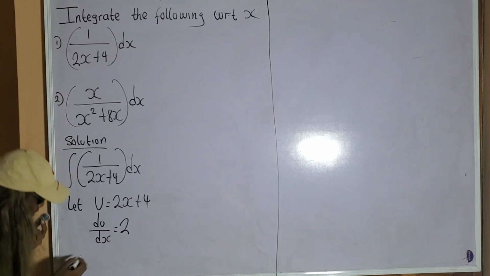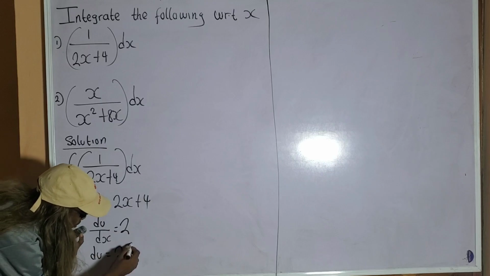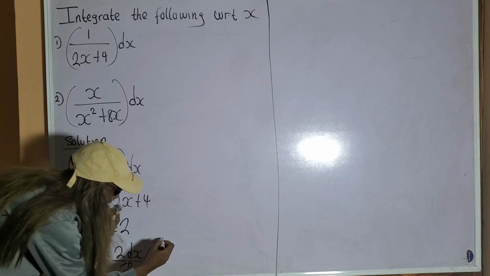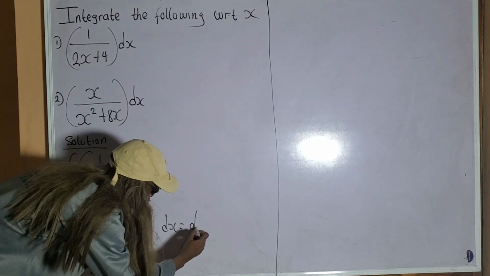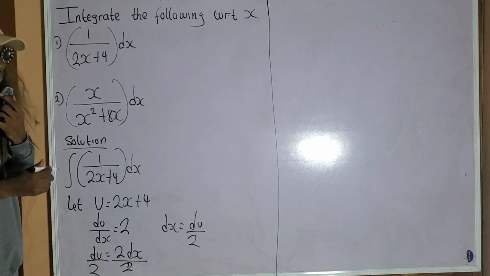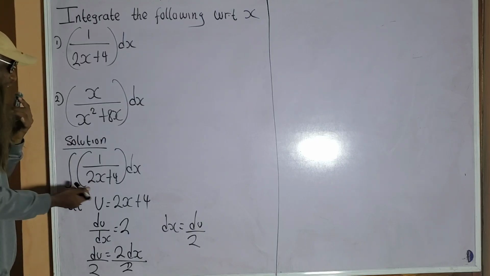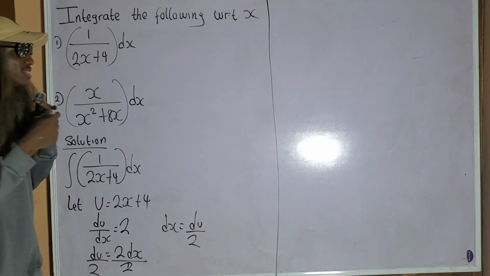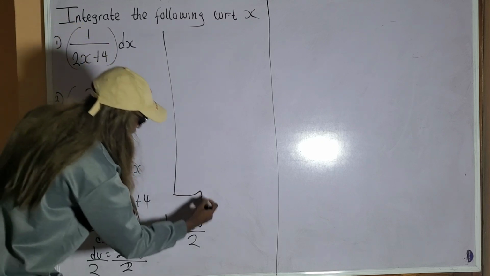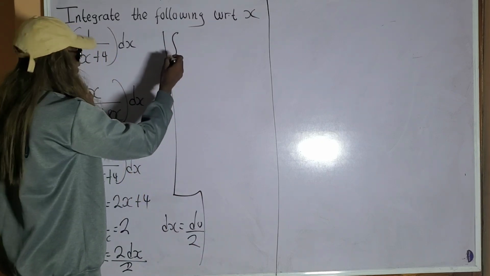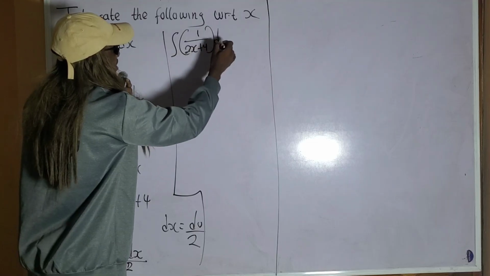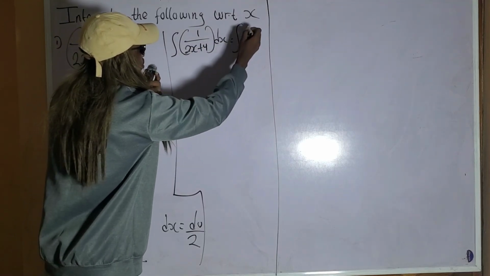I'm going to cross multiply, so I'm going to have du equals to 2 dx, right? So to get the value of dx, I'm going to divide this by 2. So dx is equals to du all over 2, right? Okay, now we are done with the first step. So the next step is that I'm going to rewrite this function. Because now I've set u equals to 2x plus 4, I'm going to have the integration of 1 over 2x plus 4 dx will be equals to the integration of 1 over u.